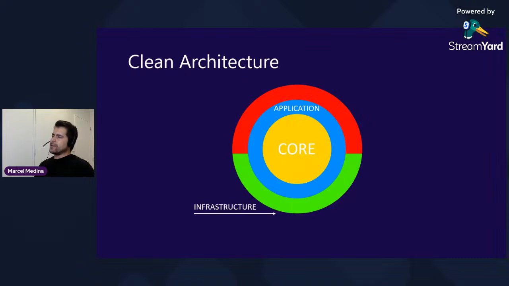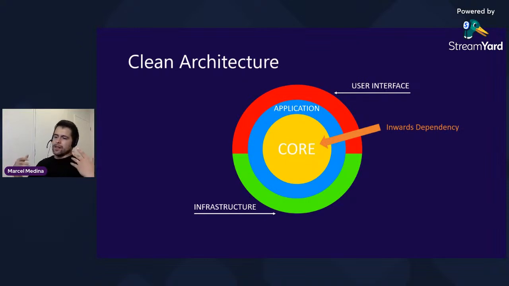Well, in the outer layers, we have the infrastructure and user interface. So it depends, right? Infrastructure, the focus, as I said, comes with an inwards dependency. So it doesn't matter if you're taking a repository for a database, could be SQL, could be NoSQL, or the user interface, could be a console, could be a web. It doesn't matter, the technologies.